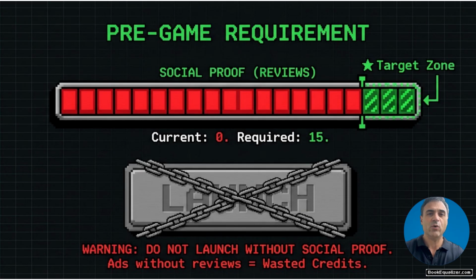Before you launch a single campaign, critical warning, do not launch without social proof. Look at this meter. Current reviews, 0. Required at least 15. If you launch ads without reviews, you're wasting credits. The conversion rate on ads for books with no reviews is abysmal. Think about it from a shopper's perspective. They click your ad, land on your book page, see 0 reviews, and immediately bounce. You just paid for that click. You got nothing in return.